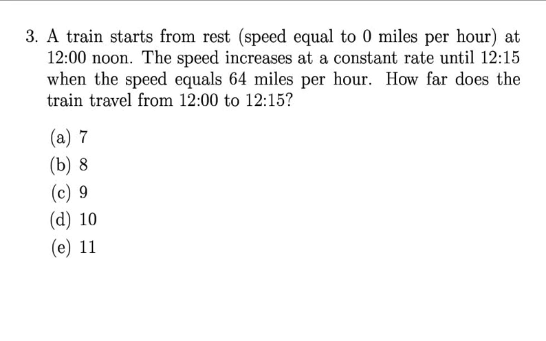Problem number 3. A train starts from rest. Speed equals 0 miles per hour at 12 noon. And the speed increases at a constant rate. So the rate of change of the speed is constant, and the rate of change of speed is acceleration. So here we know that the acceleration is a constant. Say a of t equals k.